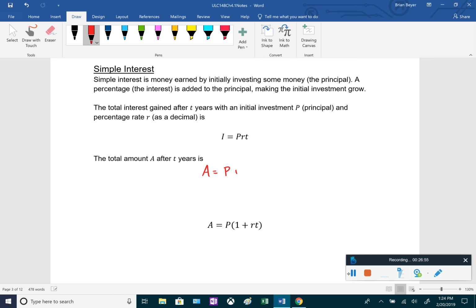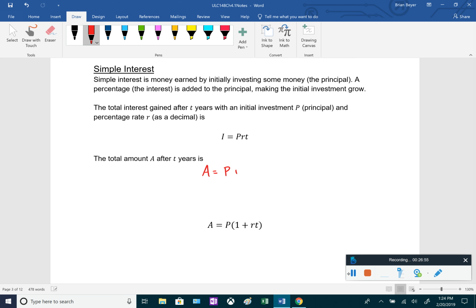Or what you can do is say it's the same thing as the amount equals the principal plus the interest. So remember, those are the same thing from that last page. So all we have to do is say that's going to be $1,000 for the principal plus $300 for the interest gained. So that's going to be a total of $1,300. And that's going to be dollars. So that's going to be the total amount in your account.